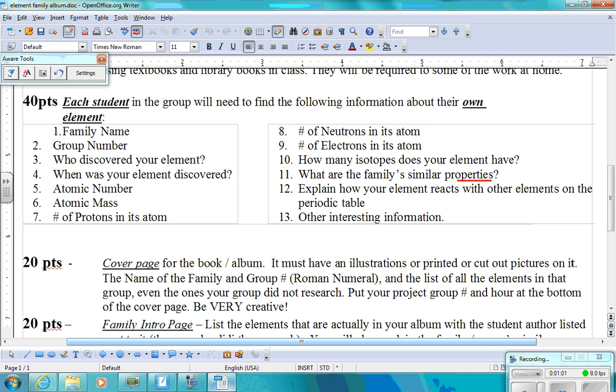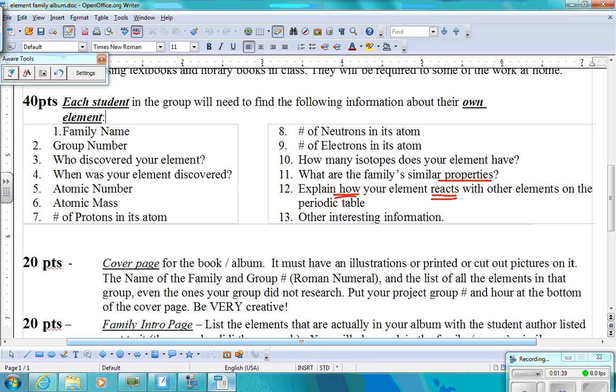So when I talk about this one, make sure you're mentioning properties, things like they're all metals, or that they all react violently, or that none of them react with water, or that when they're combined, they're useful, or uncombined, they might be harmful to humans, or they're never found in nature uncombined, or things like that. Those are the properties that we're looking for here. And then when it says explain how your element reacts, explain how it reacts. Not which ones does it react with, but how does it react with other elements.